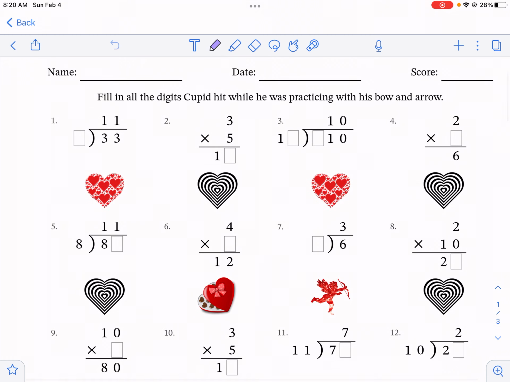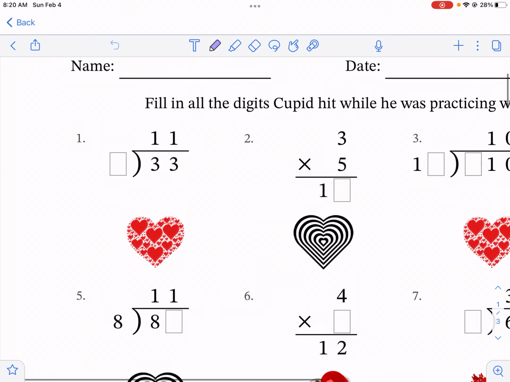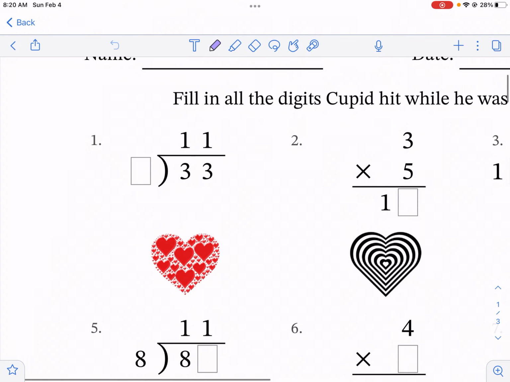We have a lot of missing boxes here, and we have these cool heart-shaped designs. But number one, we're going to just go ahead and start with that one. We're asked to divide 33 by something, we've got a question mark here, equals 11. Now, the good thing about division is it's the reverse or inverse of multiplication. So we know that 33 divided by that missing box equals 11. Well, we could rewrite this as 11 times that box equals 33. Well, what do I multiply 11 by to get 33? That answer is 3, okay?